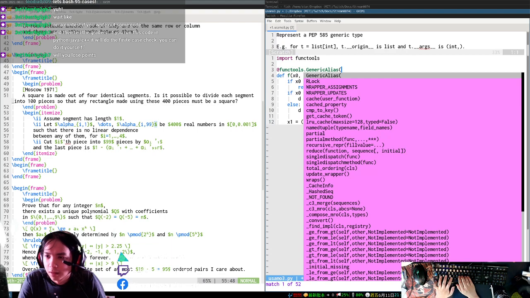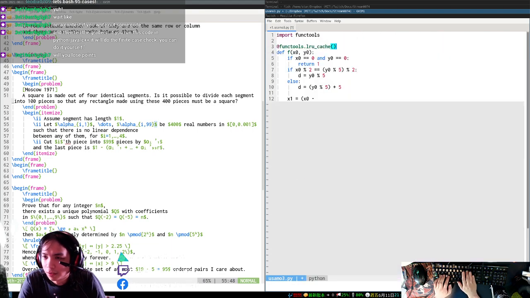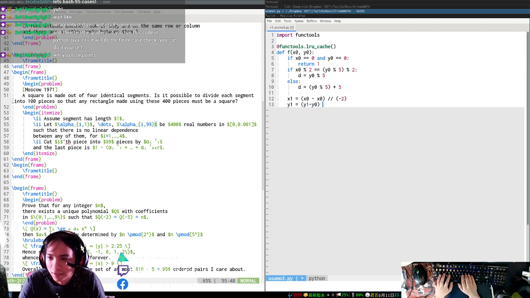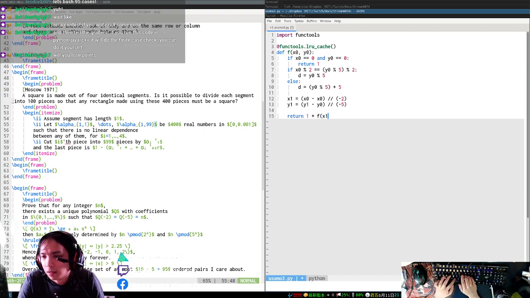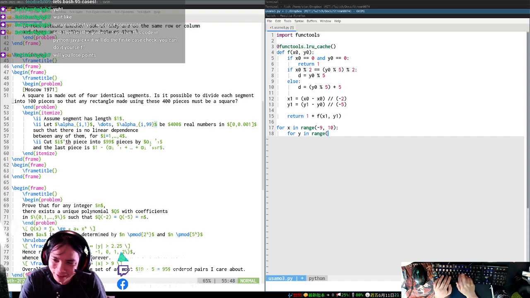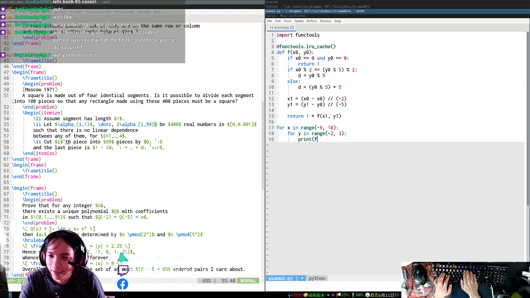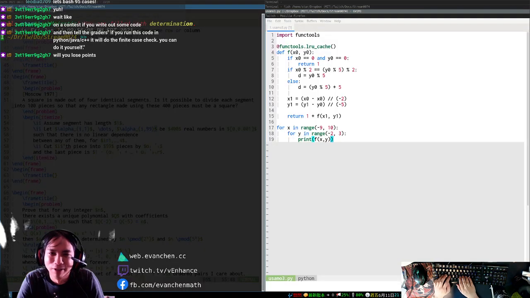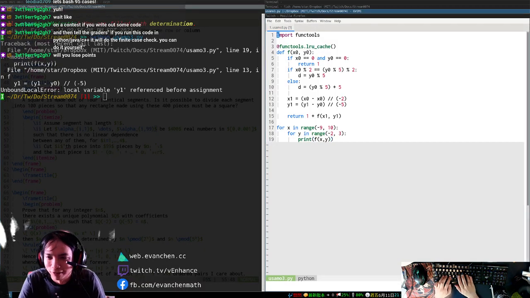functools lru_cache. So y1 equals... Will you lose points? Like, probably. For x in range minus 9, 10, for y in range 3, print f(x, y). Oh, actually, maybe I would have made it in time. Oh, frick. This is how you know I'm good at coding. It's just trivial programs like this don't finish.